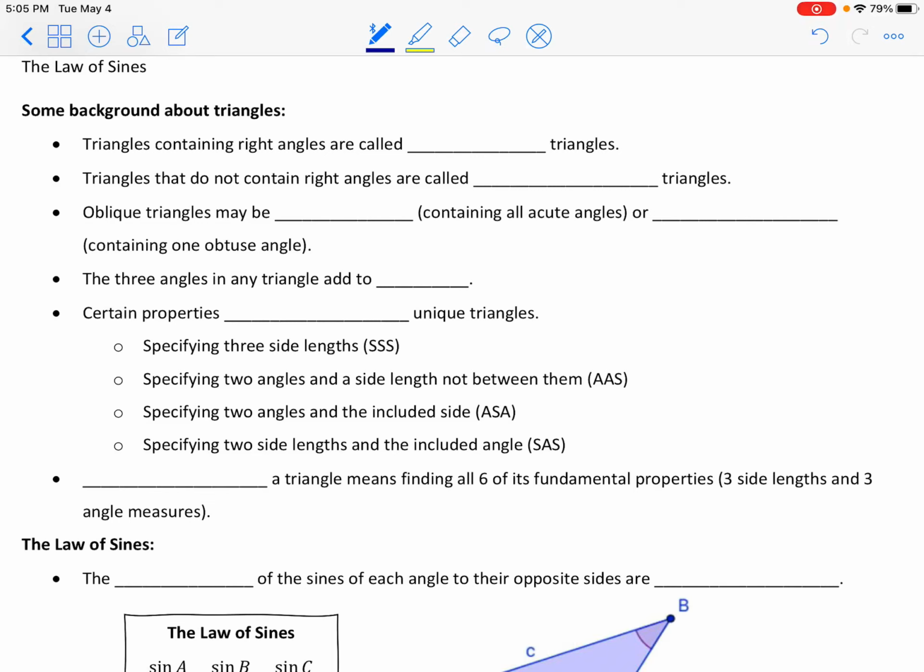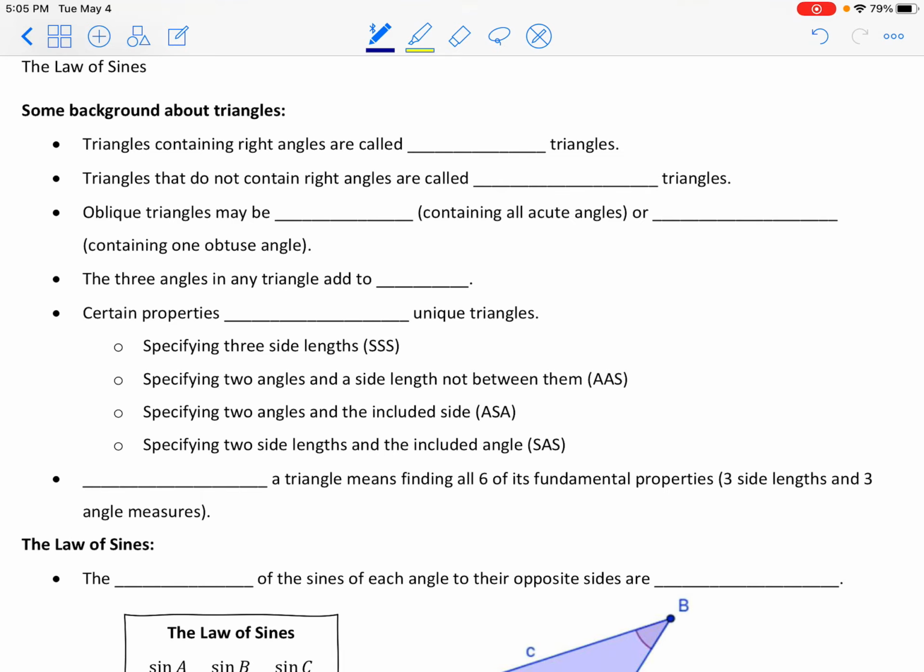Hello and welcome to our lesson on the law of sines. So the law of sines is going to allow us to find missing sides and/or missing angles of triangles that aren't necessarily right triangles. All of the work that we've been doing thus far has been with right triangles.